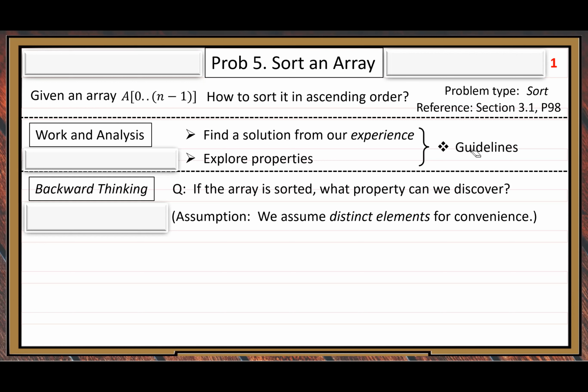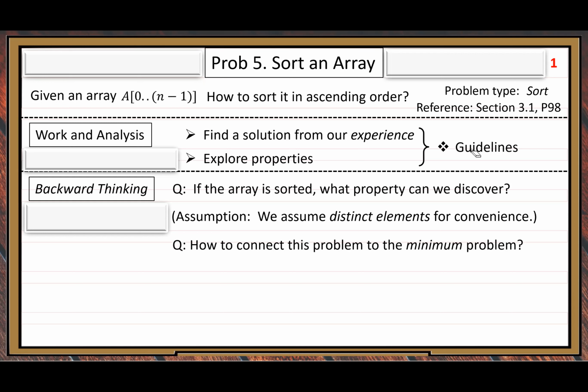We couldn't discover it. For something like this, would an example of a property be the minimum, like whatever element is the smallest? It's going to be at position 0. Is that considered a property of this specific problem? Yes, that's a property. Pretty close to what you said.